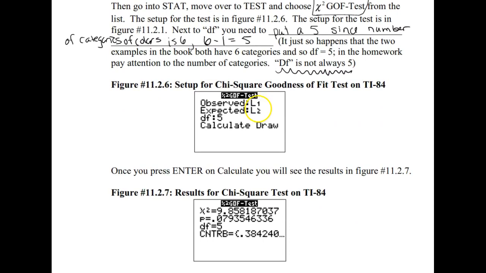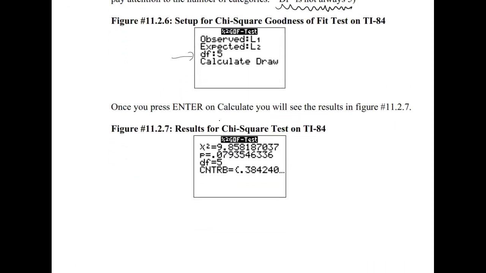All right, so our setup is the same as the last problem. Again, we have different data now in L1 and L2. Degrees of freedom on this one is again 5 because we have 6 color categories. And so again, we would highlight Calculate and hit enter. And on the output screen, we're only interested in the chi-square test statistic and the p-value. Degrees of freedom is important that it's entered correctly on the input screen, but we don't care about its value on the output screen. And the contributions again go beyond the level of this course, so we're not going to be worried about those values either.